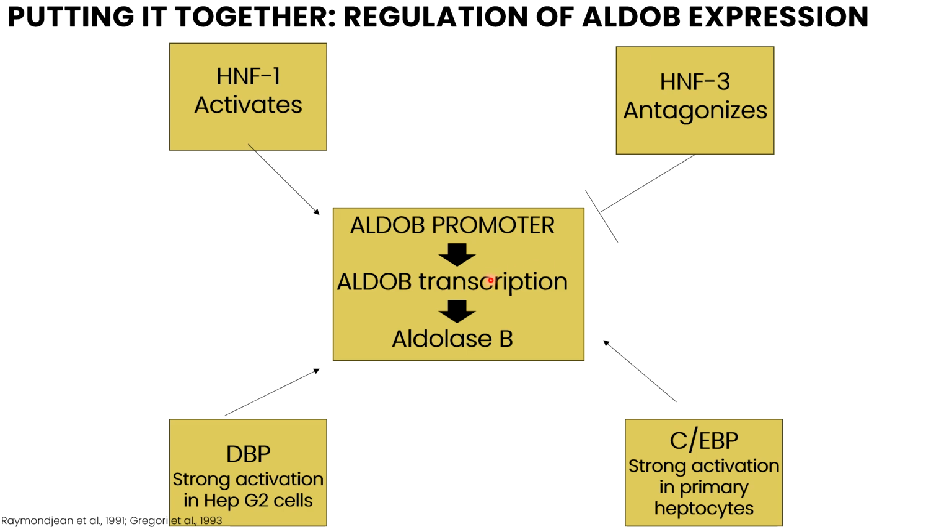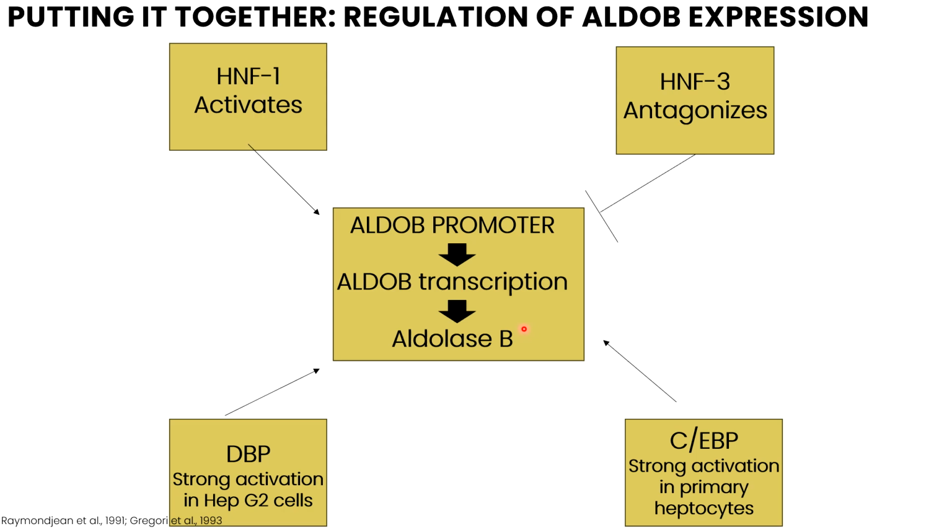So at the center, we have the ALDO-B promoter. The activity of this promoter is going to help determine whether the ALDO-B gene is then transcribed. This is why it is all here in one box, because once it is transcribed, it then can bring us to our Aldolase B. So when the promoter is active, Aldolase B transcription occurs, resulting in the product of Aldolase B.